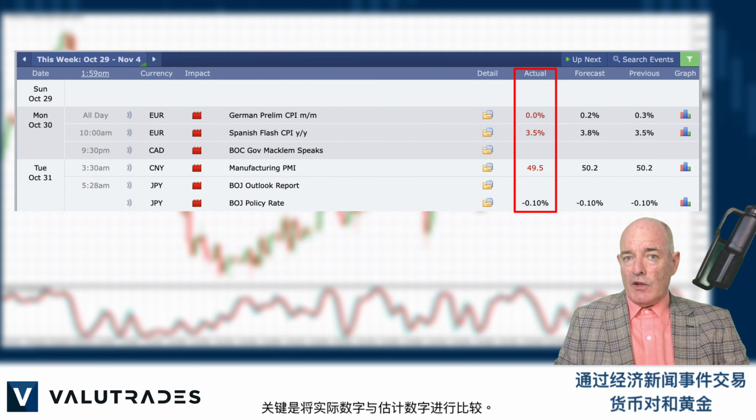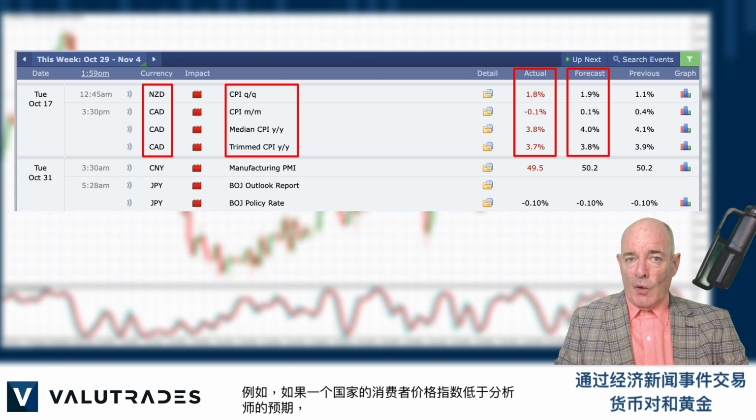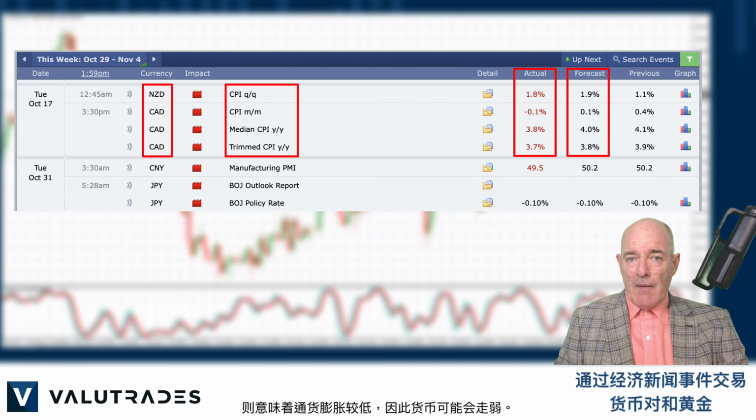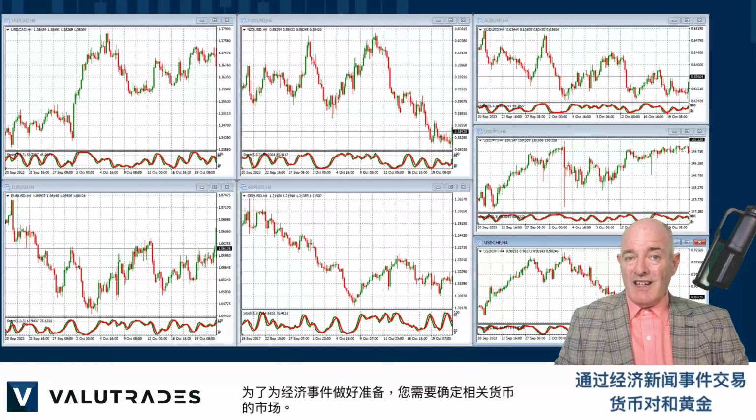The key is to compare the actual figure to the estimated figure. For example, if a country's consumer price index is lower than analyst expectations, that means that inflation is lower and therefore the currency may weaken. To get ready for an economic event, you need to determine the market for the currency in question.